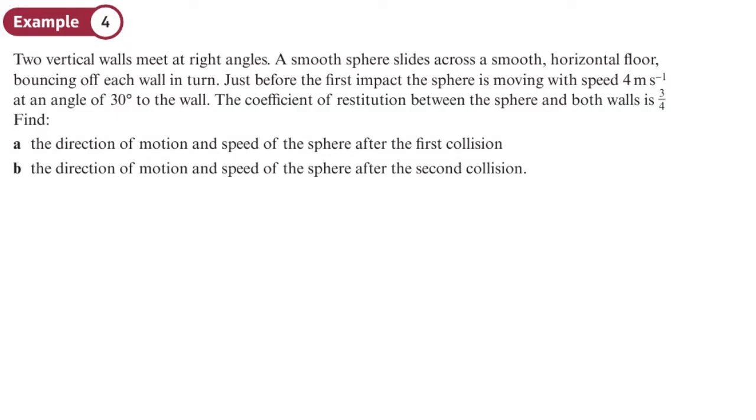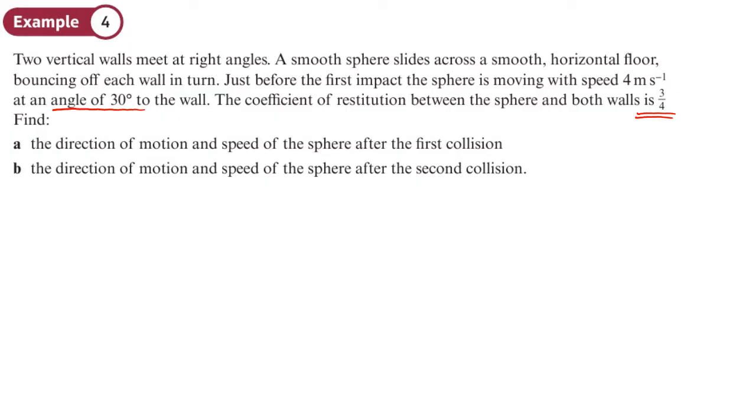Okay, 2 vertical walls meet at right angles. A smooth sphere slides across a smooth horizontal floor, bouncing off each wall in turn. Just before the first impact, the sphere is moving with 4 meters per second at an angle of 30 degrees to the wall. The coefficient of restitution between the sphere and the walls is 3/4. Find the direction of motion and speed of the sphere after the first collision.